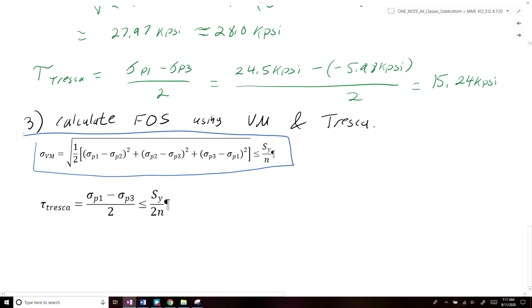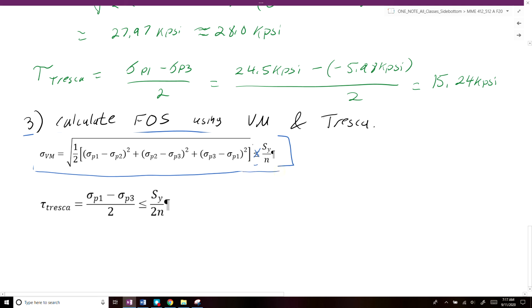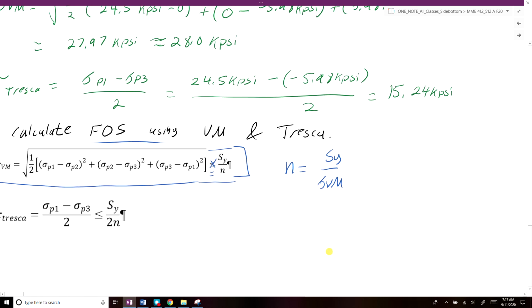So we take our first equation. What we end up doing is we can just set this to be an equal sign here, and so we can say that n would be equal to sigma y over sigma von Mises. If we plug in our sigma y, which was equal to 40 kpsi, and we divide by our von Mises stress, which was 28.0 kpsi, we end up getting a factor of safety of 1.43.